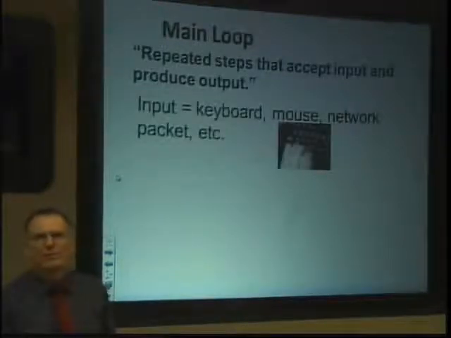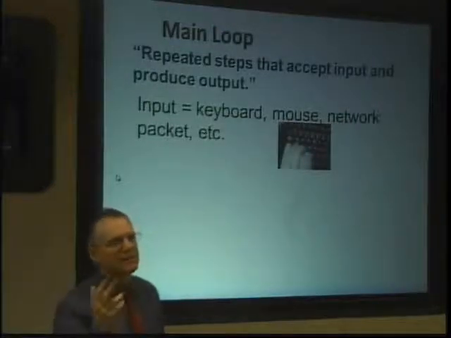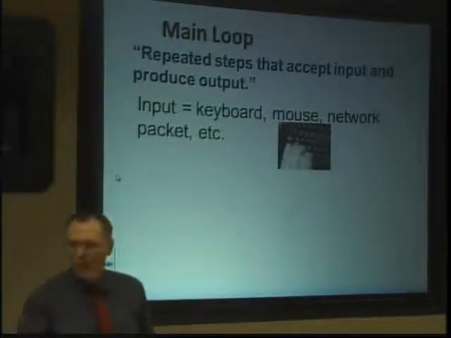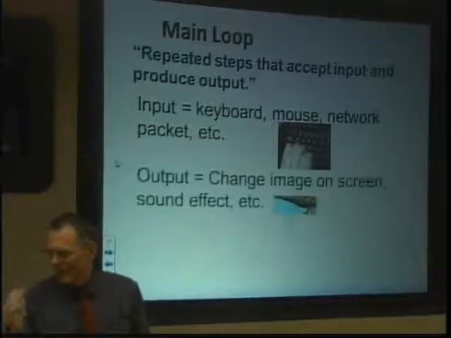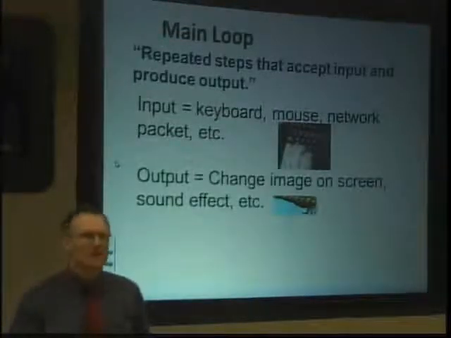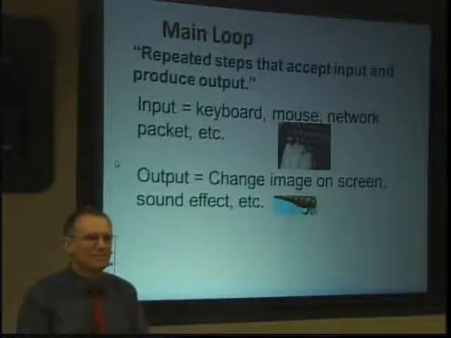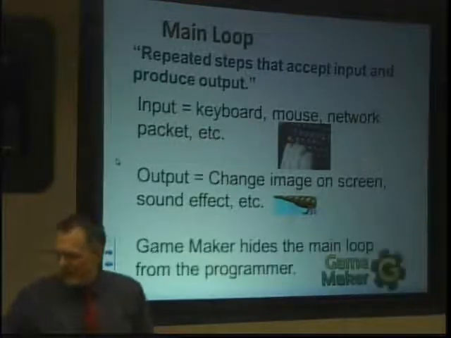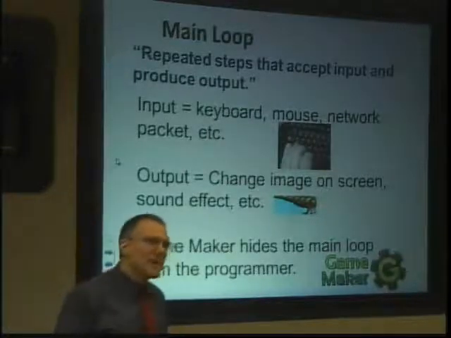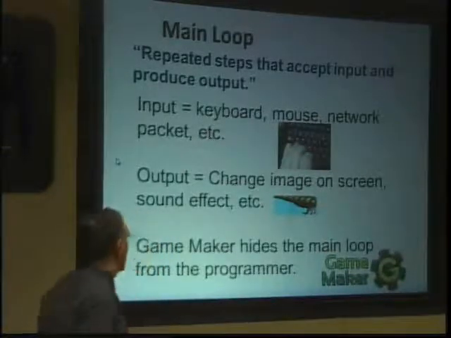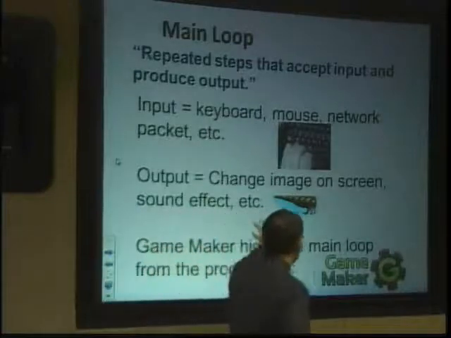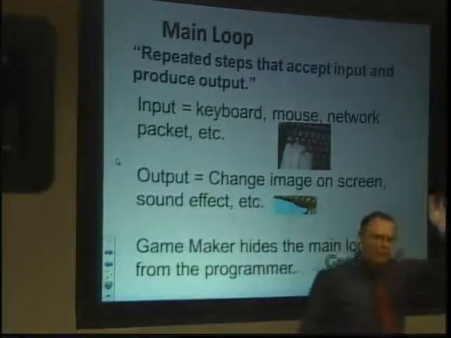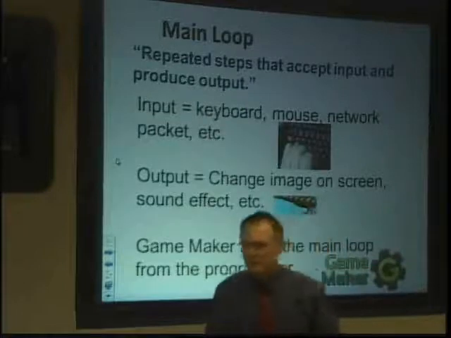Input could be from the keyboard, the mouse, a network packet in the case of an MMORPG, whatever. Output changes the image on a screen. Make a sound effect. Any kind of output that the player can detect with their eyeballs or ears or tactile, whatever, that's output. Now, Game Maker, like all loops, hides the main loop from the programmer. You don't really experience that you're creating a main loop, but you've had one all the way back from Evil Clutches in this class.